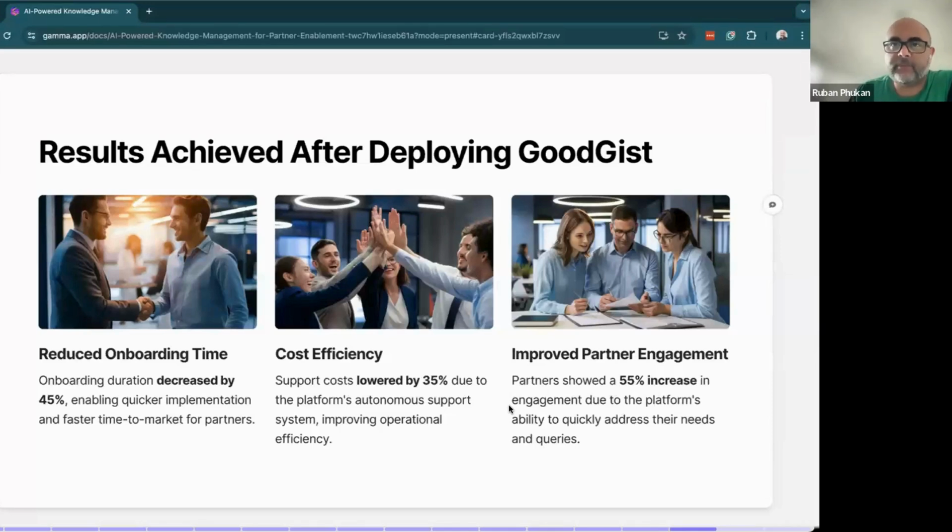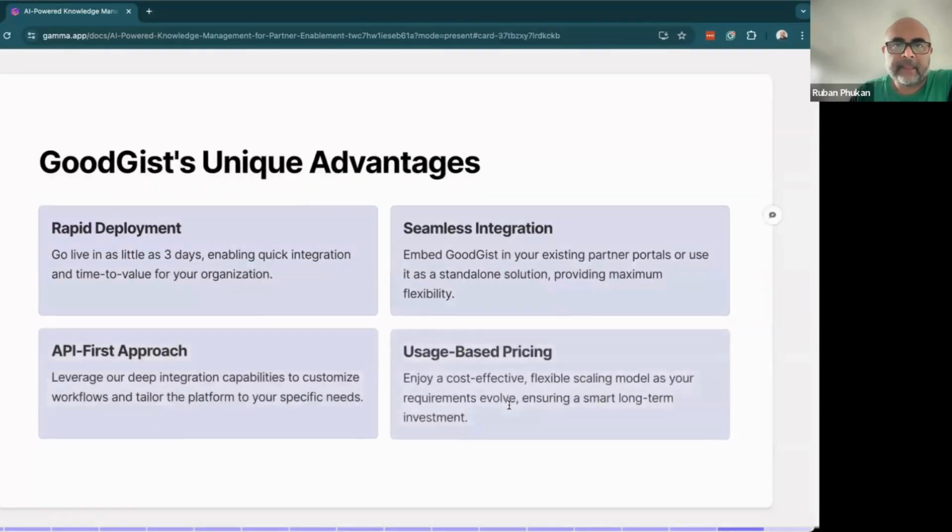The only thing which was new, which the AI was unable to handle, gets routed back to a partner support professional. And then with the platform, because it becomes almost like a self-service and personalized offering, there was a dramatic improvement in partner engagement on the platform, and they saw a 55% increase in the engagement level because of that.